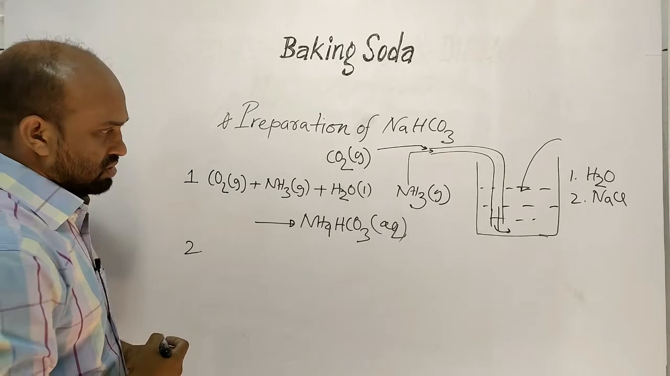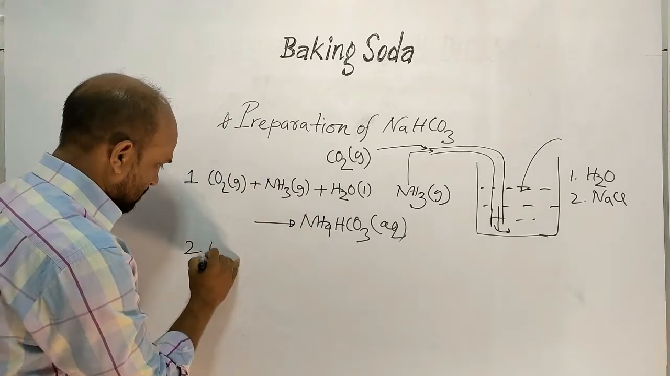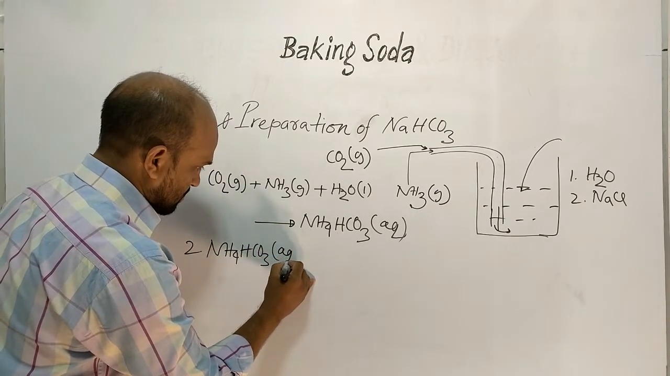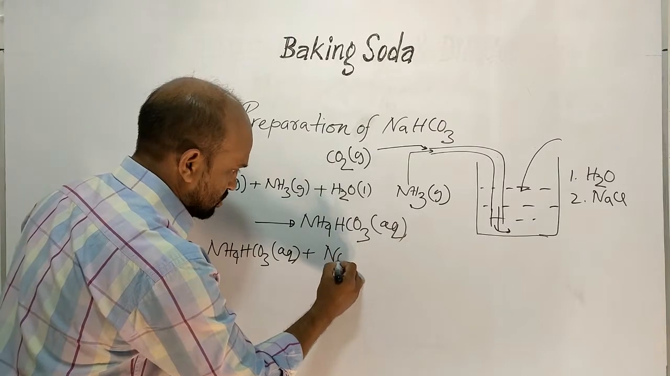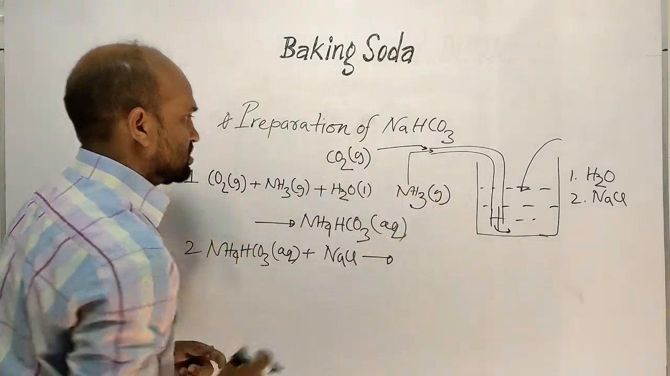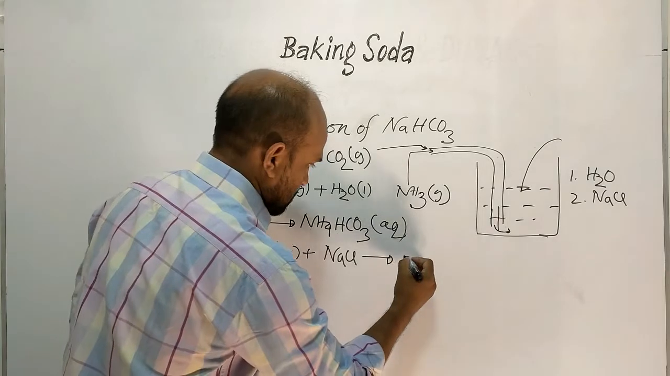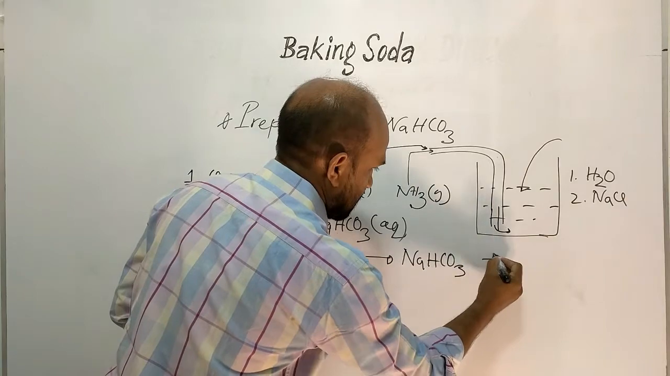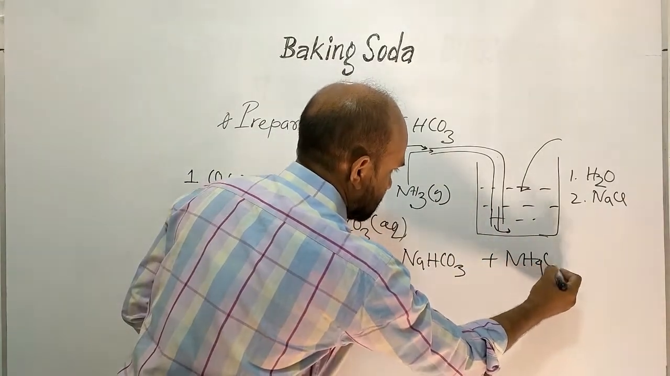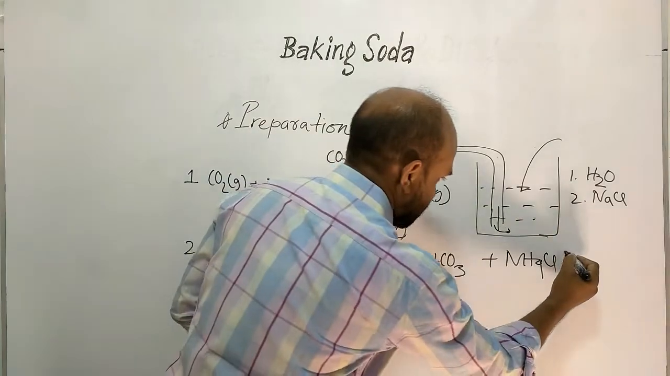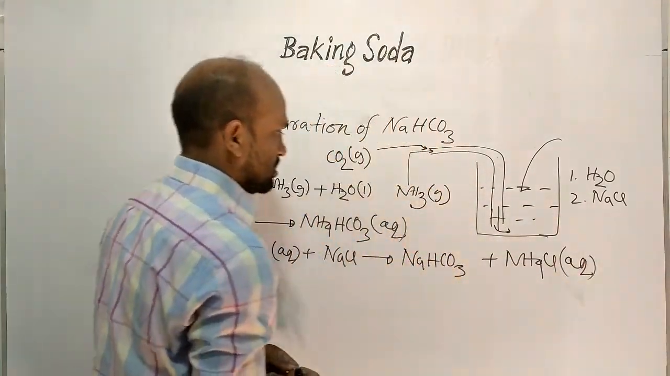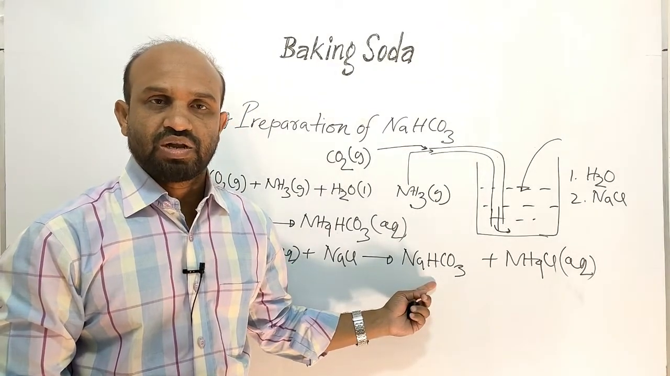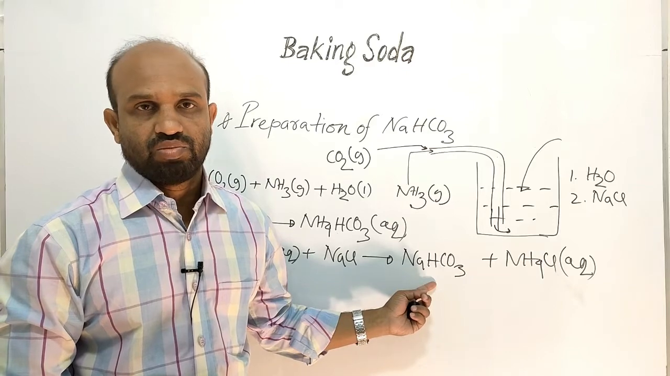Number two, this ammonium bicarbonate reacts with sodium chloride present in the beaker. Then sodium hydrogen carbonate and ammonium chloride are formed. Ammonium chloride is soluble in water, but sodium bicarbonate is sparingly soluble or less soluble in water.